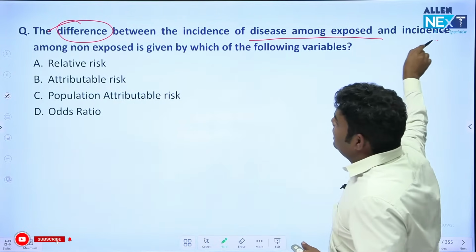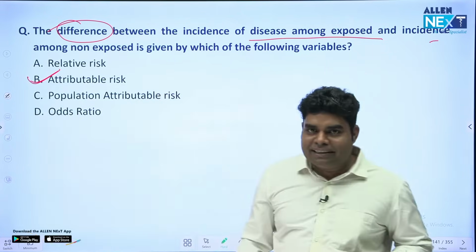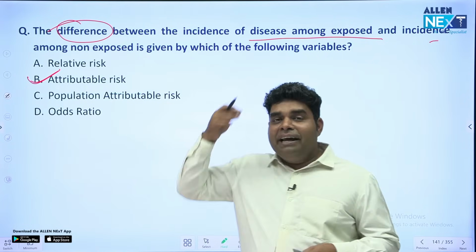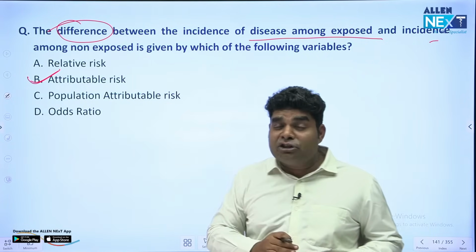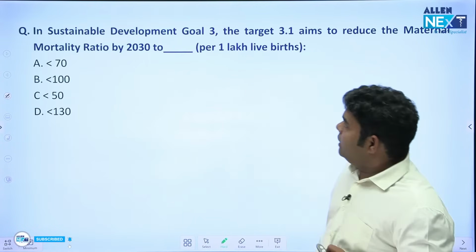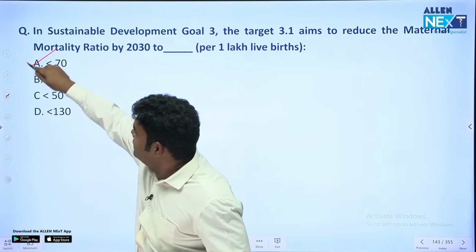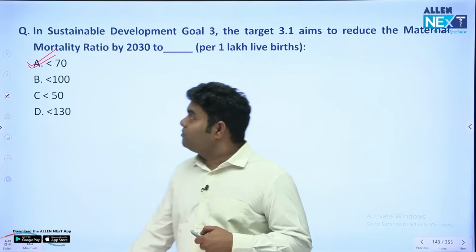Incidence of exposed, incidence of non-exposed. If they subtract, answer is attributable risk. If in place of difference they write incidence of exposed to incidence of non-exposed, then answer was relative risk. Okay. In sustainable development goal, what is the target for MMR? Less than 70. This is the target for MMR.